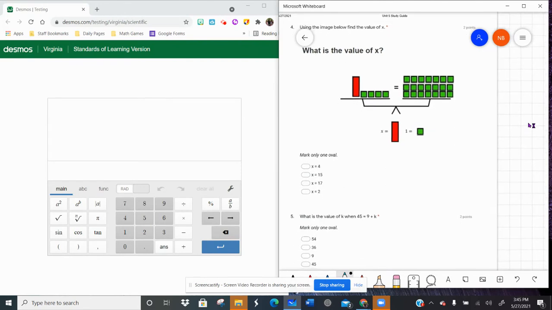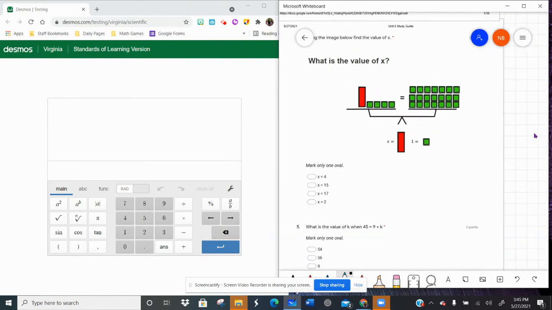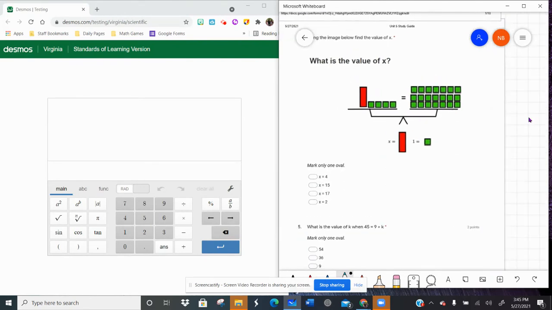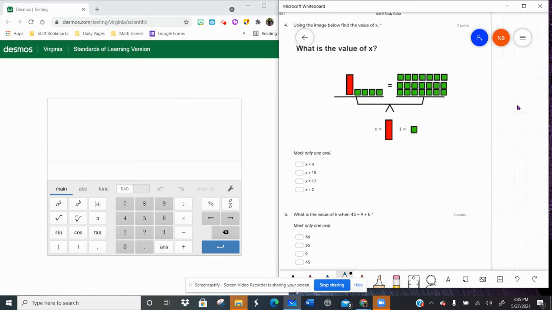All right, moving right along. Let's do this thing. For number 2, technically it says 4 though, that's annoying. For our next question, it says, what is the value of x? I have a key here for my model. This is a model of an equation. I have in the key that the red rectangle is x, the green square is 1.